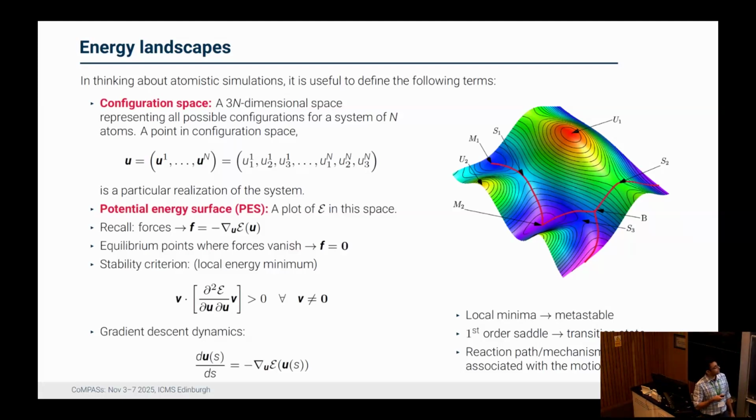So you take the second derivative and then try to see if it is positive definite. And then you can define various paths on that. One of the most useful pathways for doing thermodynamics is gradient descent. You just go in the direction of the gradient that is determined by the potential of the surface. So essentially local minima or the metastable states, first order saddles or transition states in TST, and reaction paths can be thought of as motion on this energy landscape.